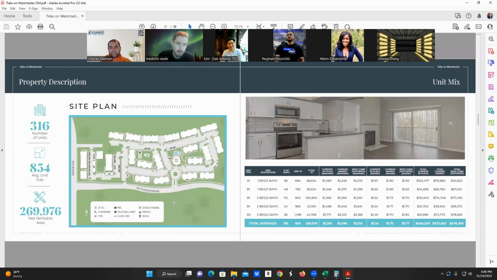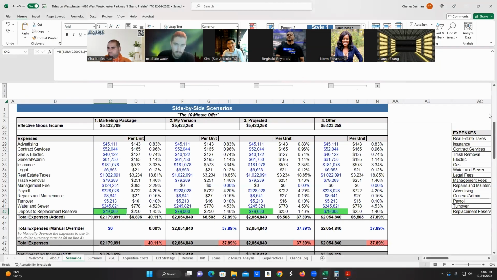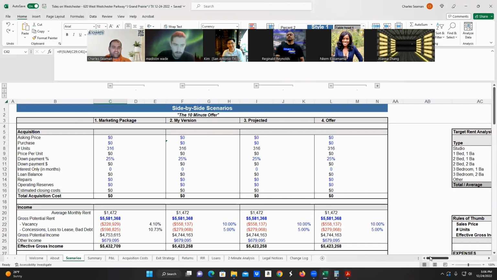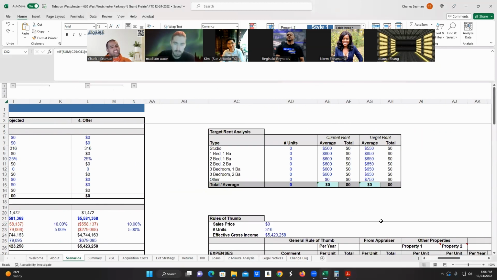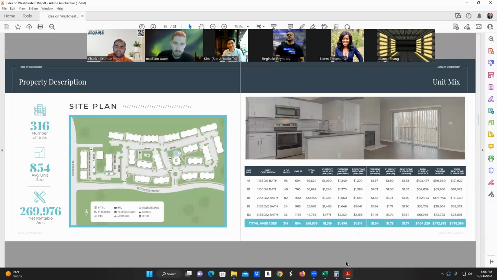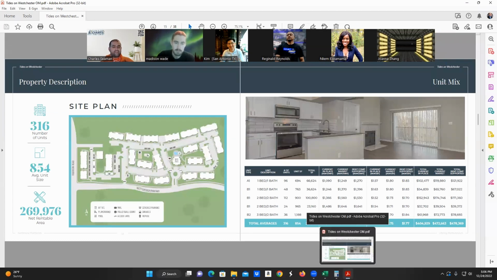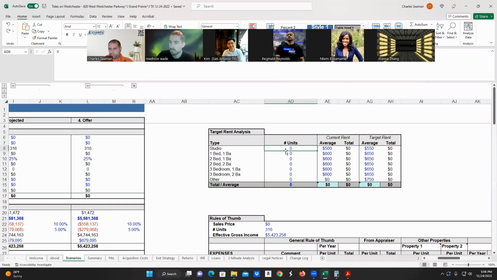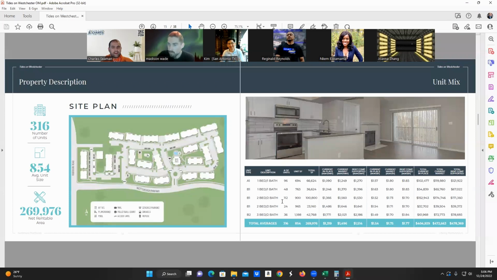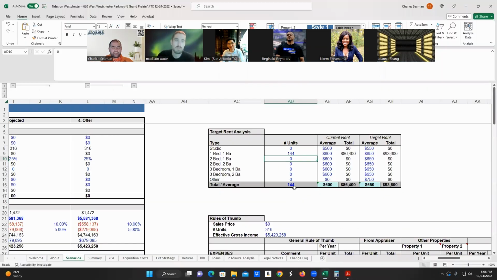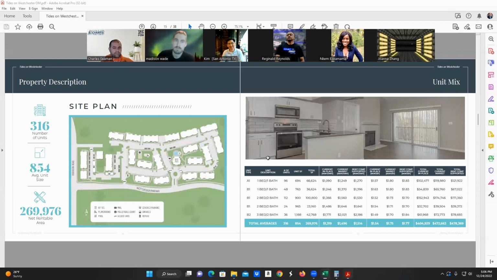Okay, we get a site plan over here, and then we also get our unit mix. So I always like to jot down the unit mix in the target rent analysis chart here on the scenario sheet. It doesn't necessarily do anything for the underwriting, but it's a good bird's eye view of the unit mix and our starting and target rents. So here we have 144 one bedroom, one bath units. On the 2.2s, we have 136 of those. And then on the 3.2s, we have 36 of those.